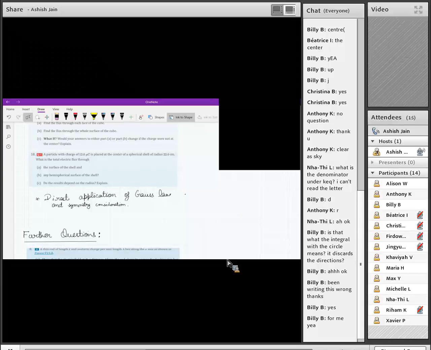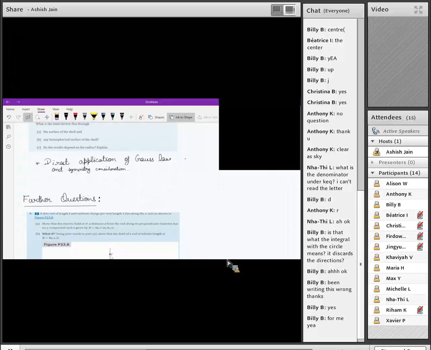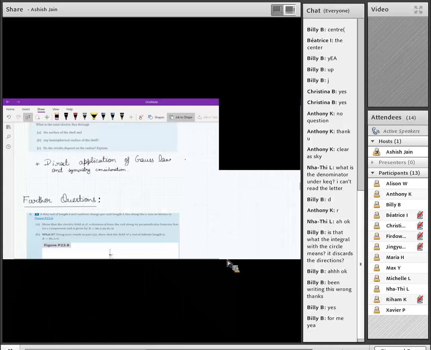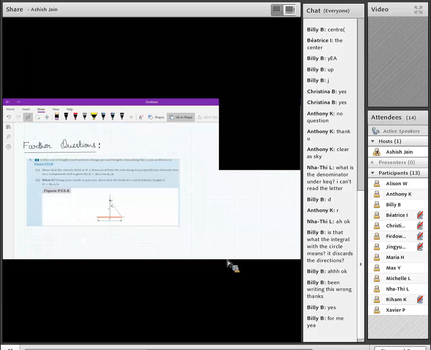Does the result depend upon the radius? No, not at all. Flux is not dependent on the radius for the Gaussian surface. I did half by using symmetry considerations. I'll move on to the further questions. These are the fresh questions.